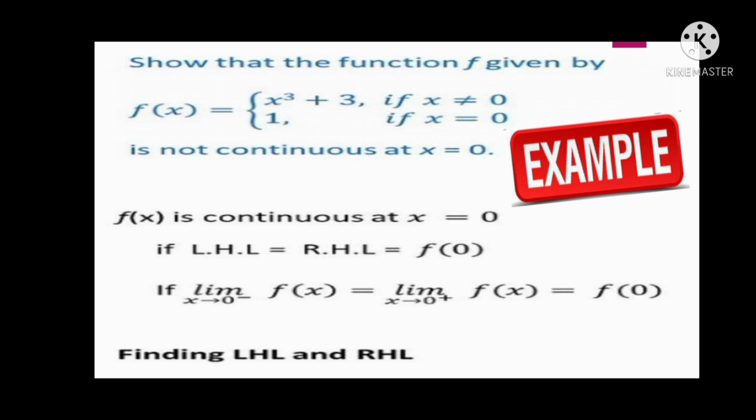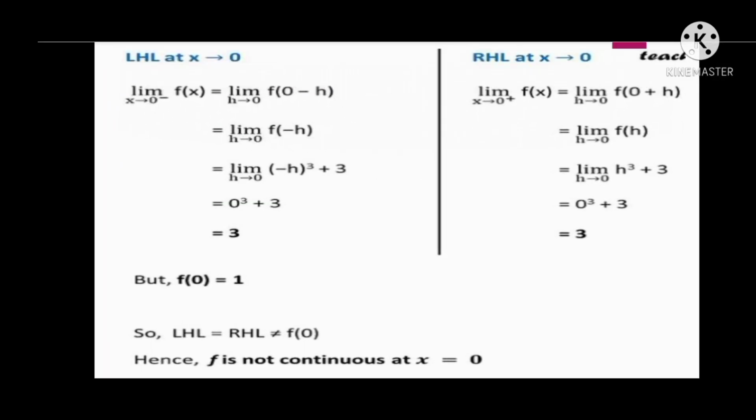We have to show f of x is continuous at x is equal to 0 if LHL is equal to RHL is equal to f of 0, that is, limit x tends to 0 minus f of x is equal to limit x tends to 0 plus f of x is equal to f of 0. Finding LHL and RHL: here LHL at x tends to 0, RHL at x tends to 0.